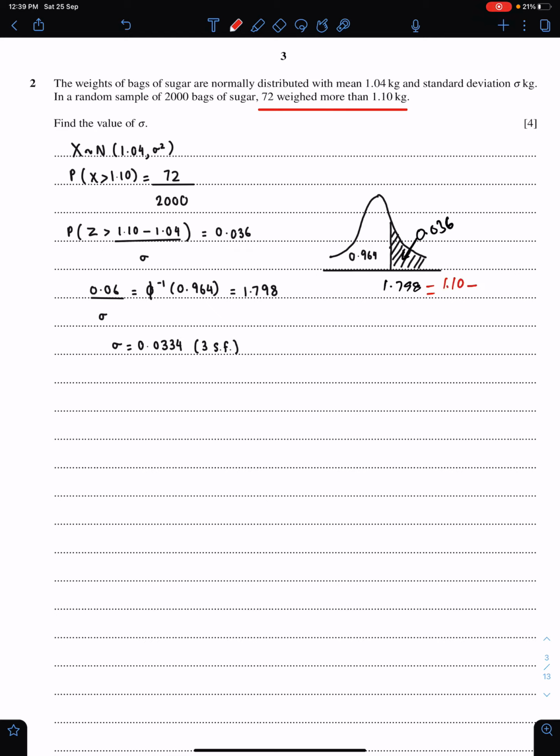1.10 minus 1.04 on sigma is 1.798. By solving this equation for sigma, we can get the value of sigma up to 3 significant figures. In this question, the most important part is shading of this area. Make sure you must shade the correct region according to this sign of inequality. Whenever we have greater sign, we shade area in this way.